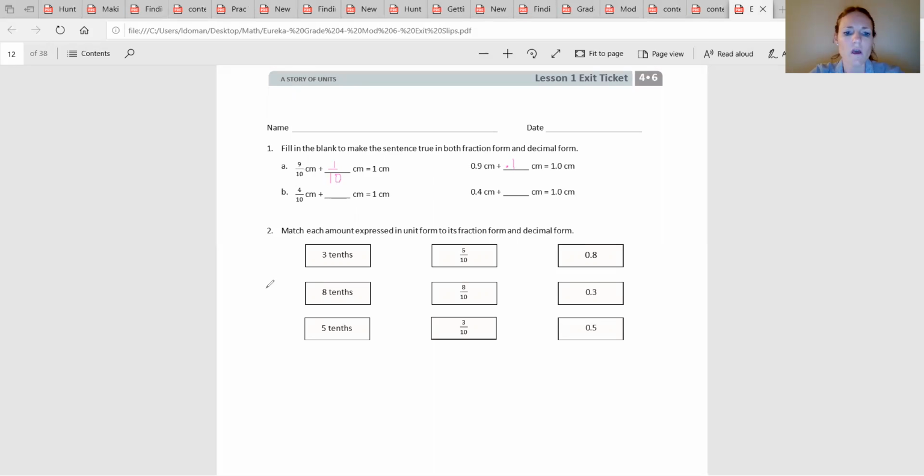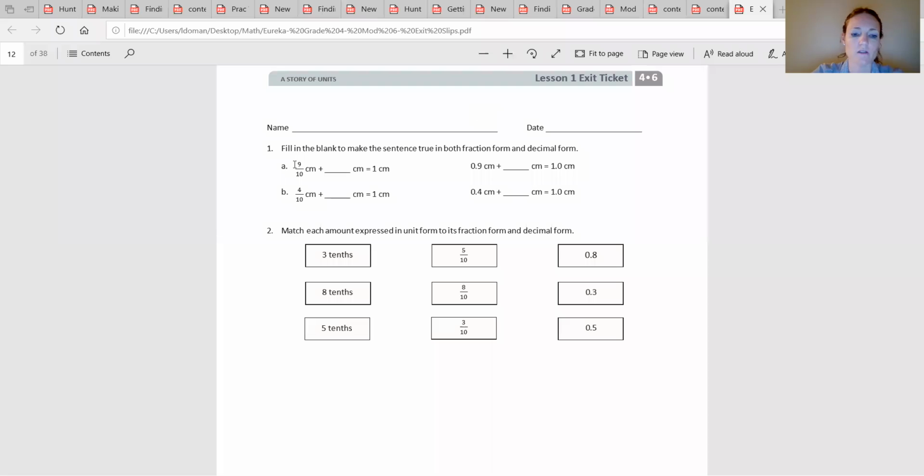Okay, for number 2, match each amount expressed in unit form to its fraction form and decimal form. In the first column, you have it in expression form. The second column, you have it in fraction, and the third, you have in decimal. The first one, I have 3/10. Well, I know 3/10 is 3/10. I know tenths is the first place value to the right of the decimal. So there it is. Again, I'm going to let you do the other two. I'm just going to sample through each one.